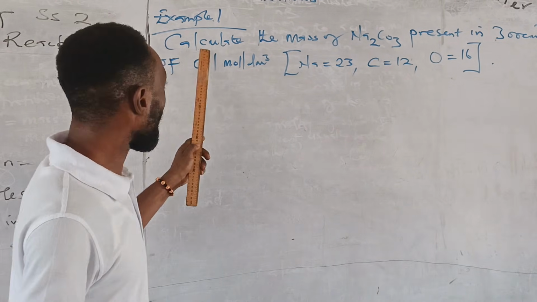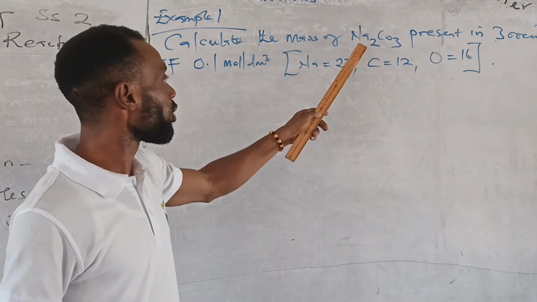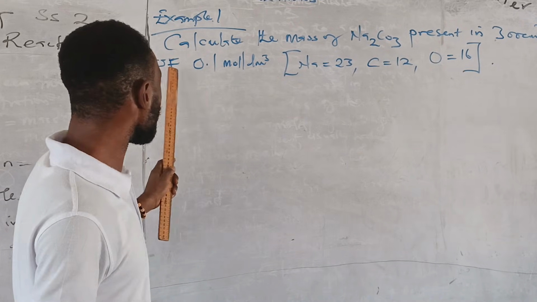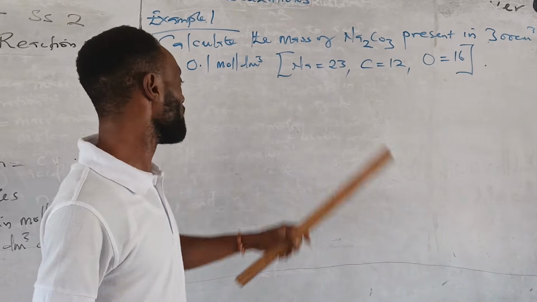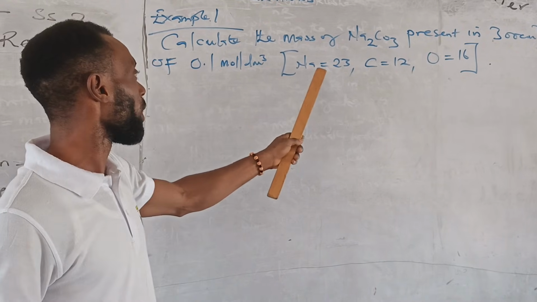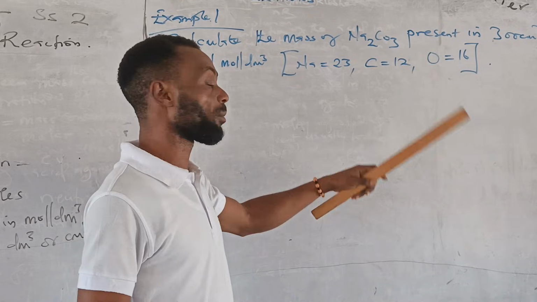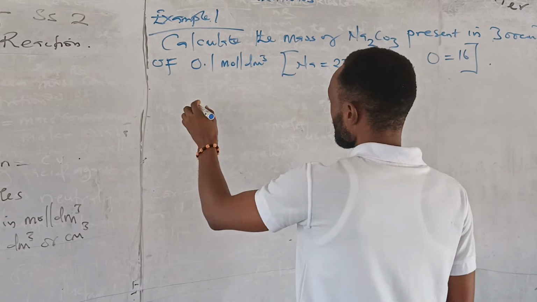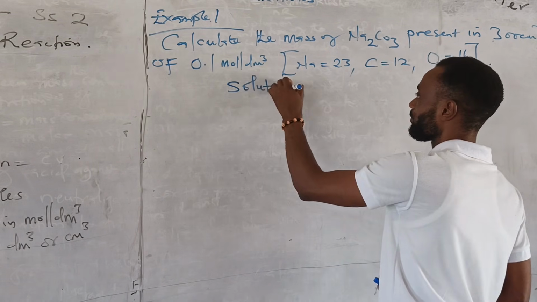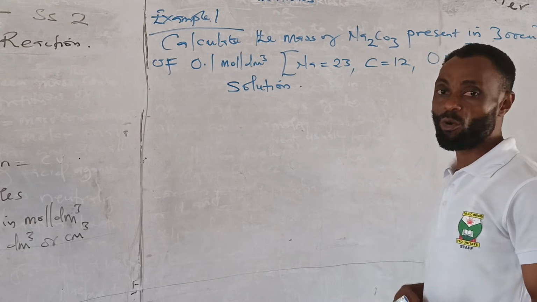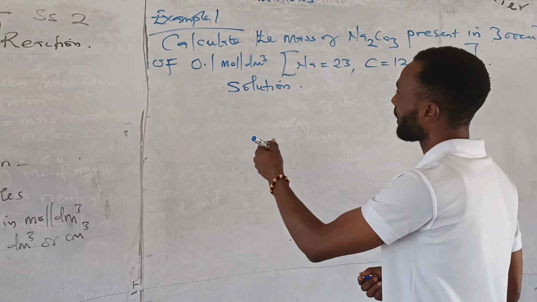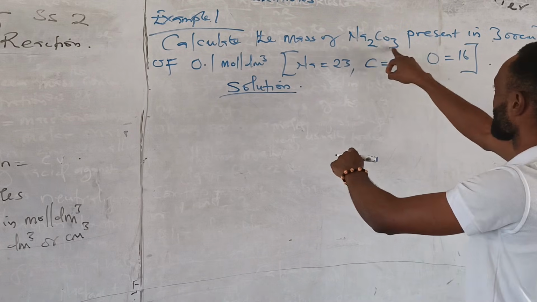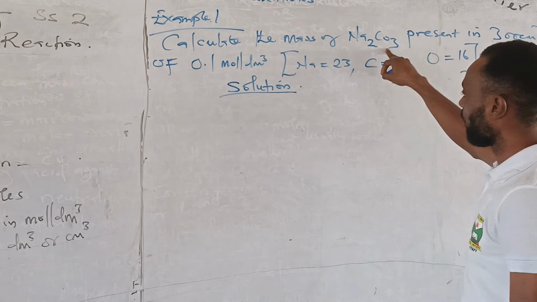which says: calculate the mass of sodium carbonate, Na2CO3, present in 300 cm cube of 0.1 mole per dm cube, where the mass number of sodium is given as 23, carbon 12, and oxygen 16. Now, first of all, we write our solution, and then we extract our data or parameters. In the question, we are asked to find the mass of this compound, sodium carbonate.